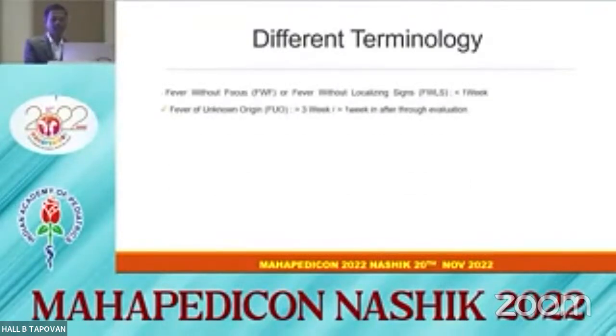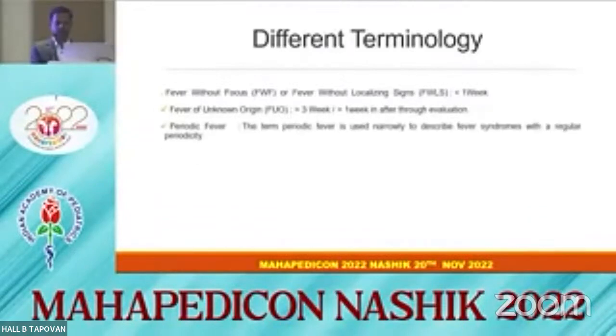Fever of unknown origin, also known as pyrexia of unknown origin, is said to be present when fever lasts more than 3 weeks. The important thing is that the fever should be documented. So if the fever is documented and remains for more than 3 weeks in an outpatient setting, or otherwise more than 1 week in a hospital setting, and after thorough evaluation you are not able to diagnose the fever, then it is known as fever of unknown origin.